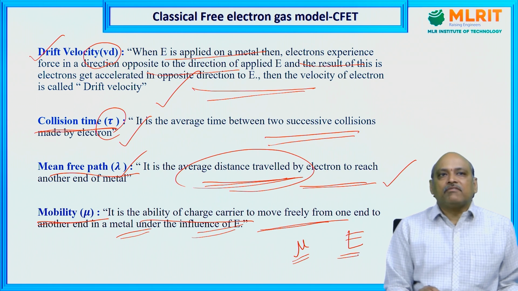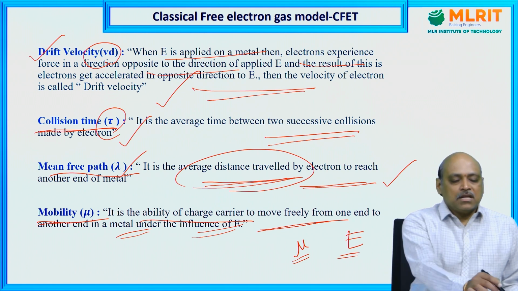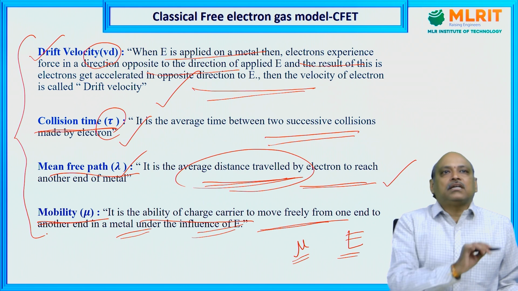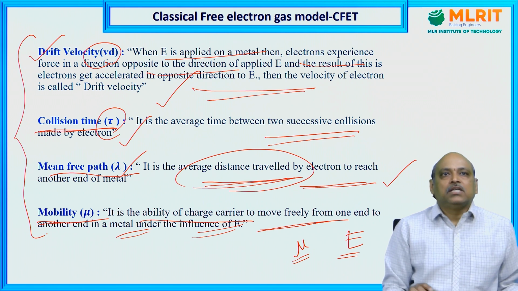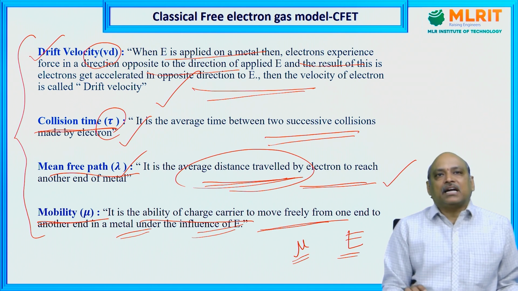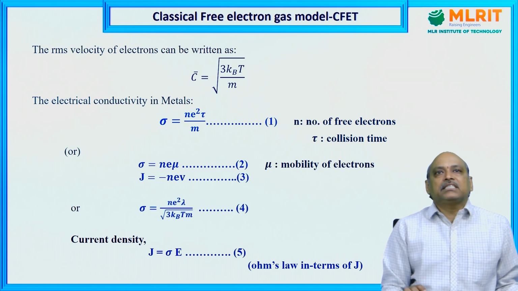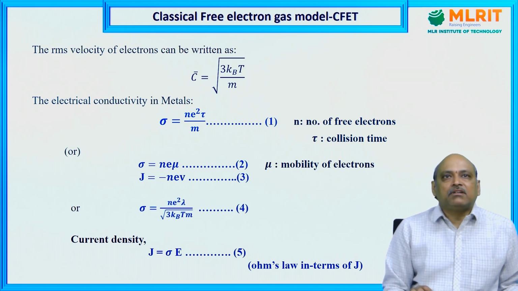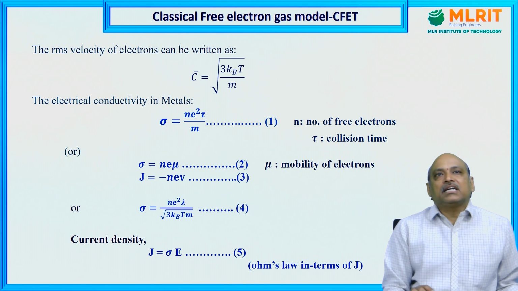So, these are very important terminologies when we are discussing the classical free electron theory. If you know these four important terminologies, then how these two scientists derived the expression for electrical conductivity will become easy to understand. Let us see the equations that they derived for the electrical conductivity of metals.